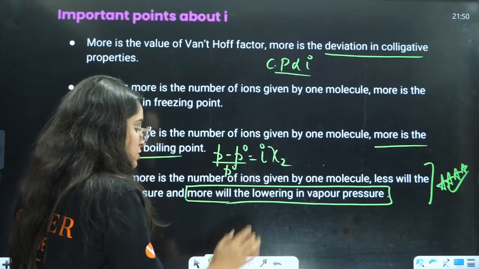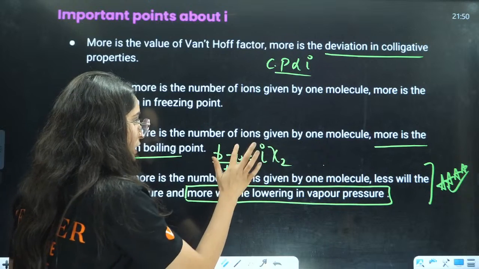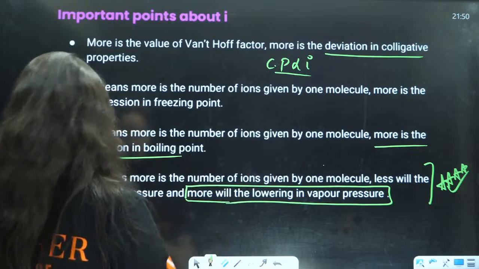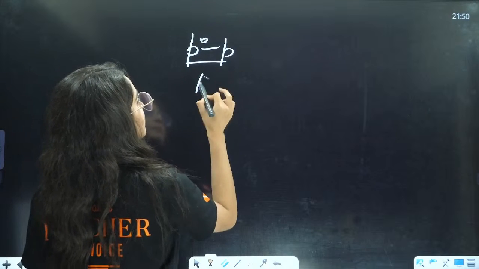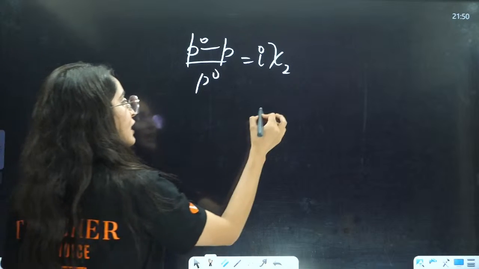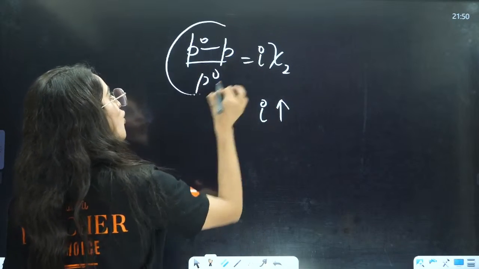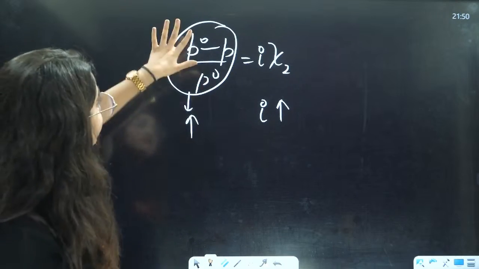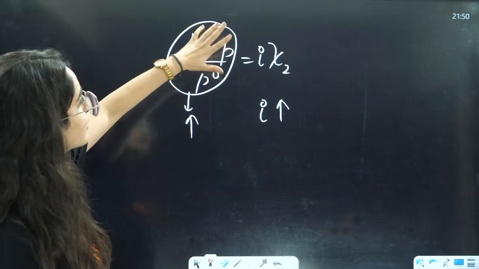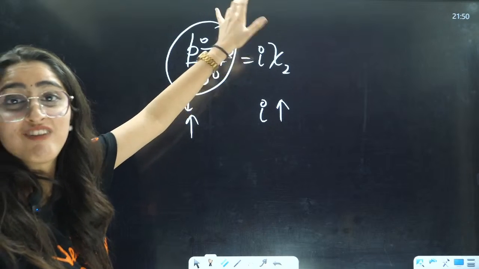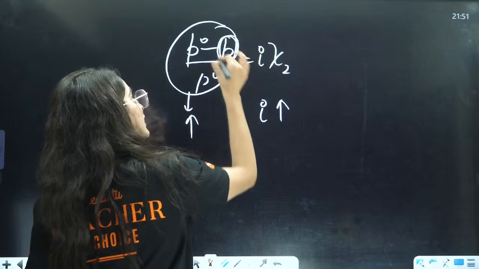But if I say this is constant, I'll just write it on the next page. For example, you are saying (P naught minus P) by P naught is equal to i times chi naught. I am saying if i increases, then this whole term will increase, and the relative lowering in vapor pressure will be more. If this whole term is more, then that means this term is less. Why? Because this decrement is less.